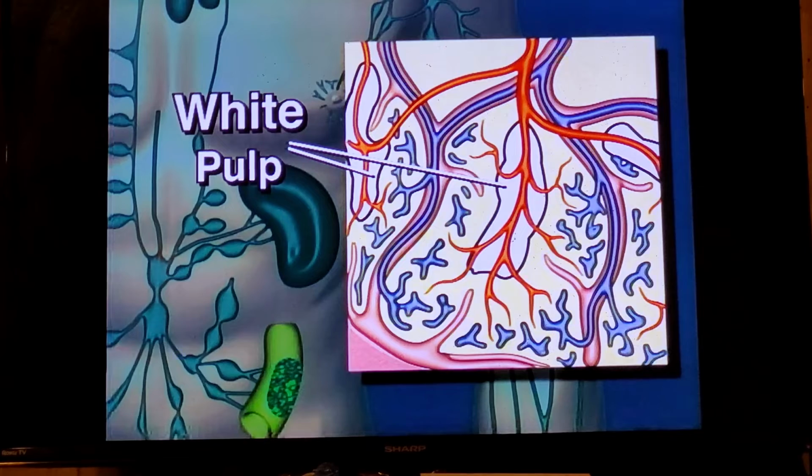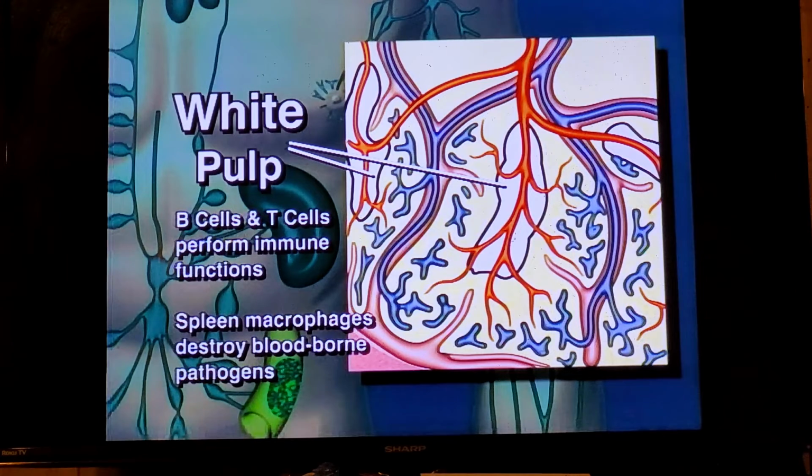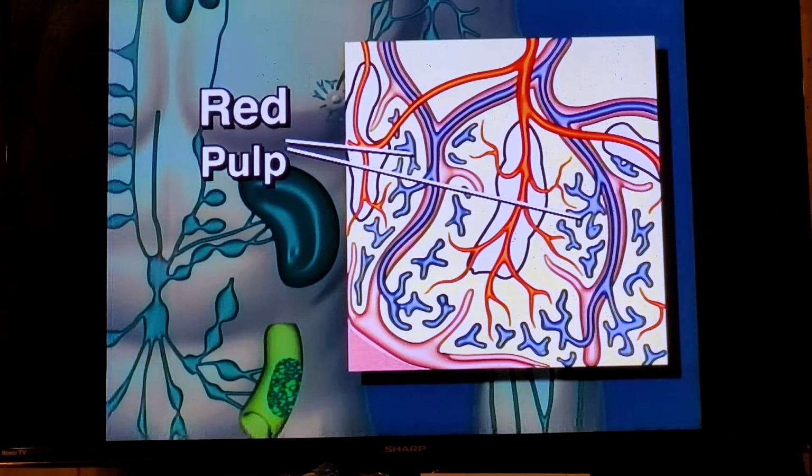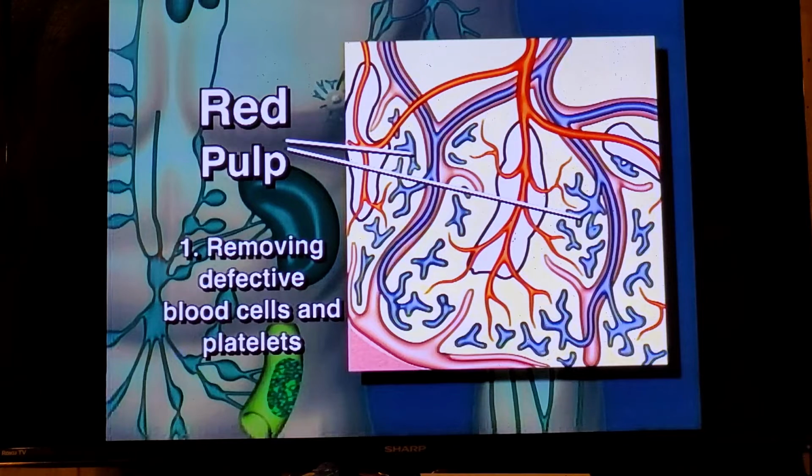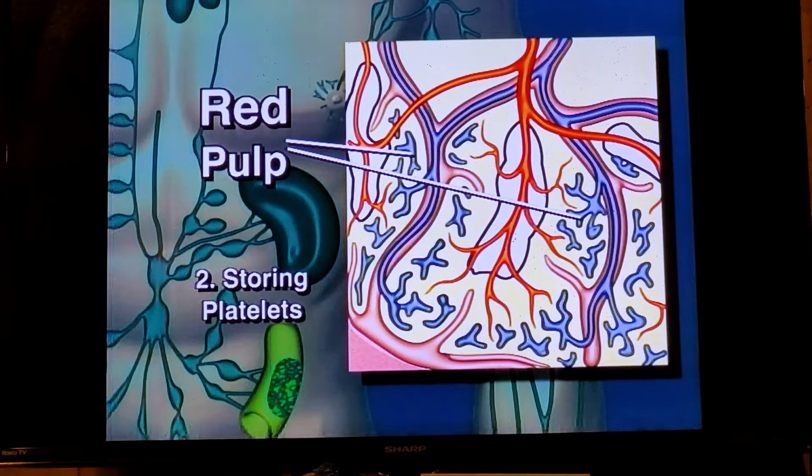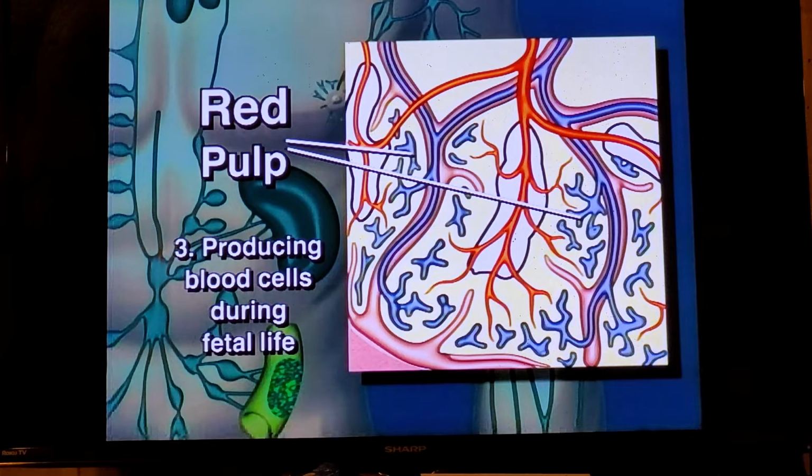The parenchyma of the spleen features two types of tissue, white pulp and red pulp. White pulp is lymphatic tissue arranged around branches of the central arteries. In the white pulp, B cells and T cells carry out immune functions, while spleen macrophages destroy blood-borne pathogens. Red pulp is made up of blood-filled venous sinuses and splenic cords. The spleen performs three functions within the red pulp. 1. Removing defective blood cells and platelets. 2. Storing platelets. And 3. Producing blood cells during fetal life.